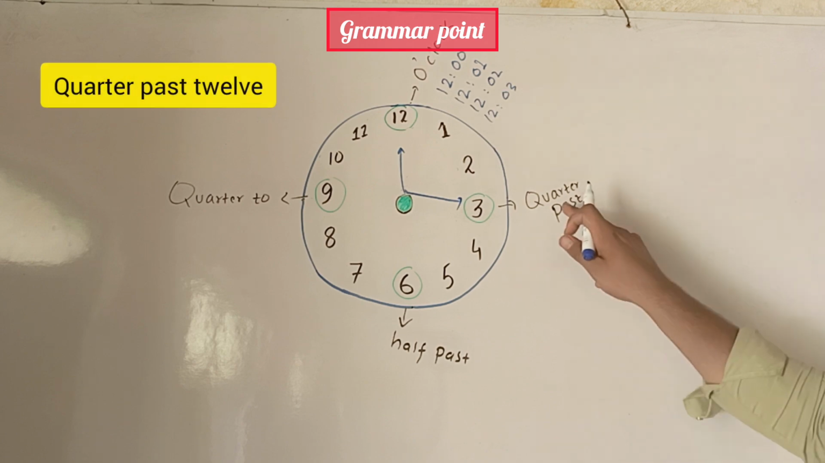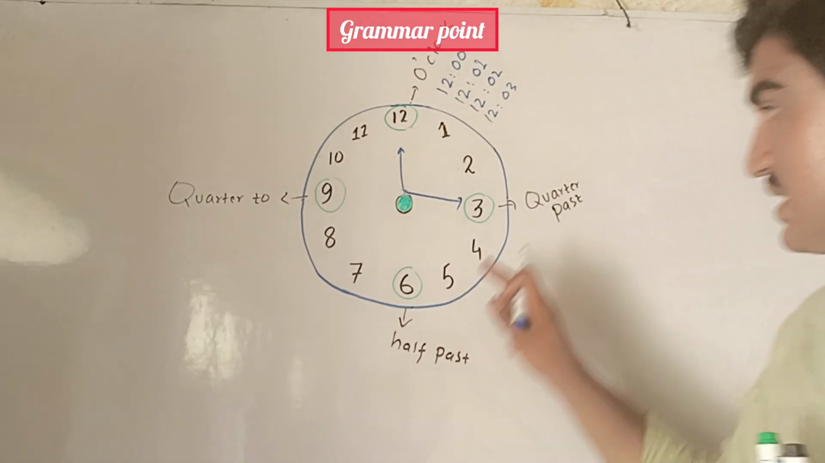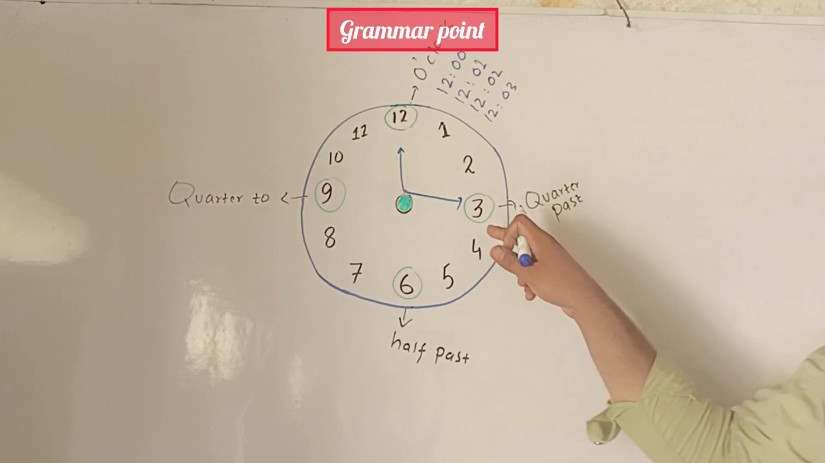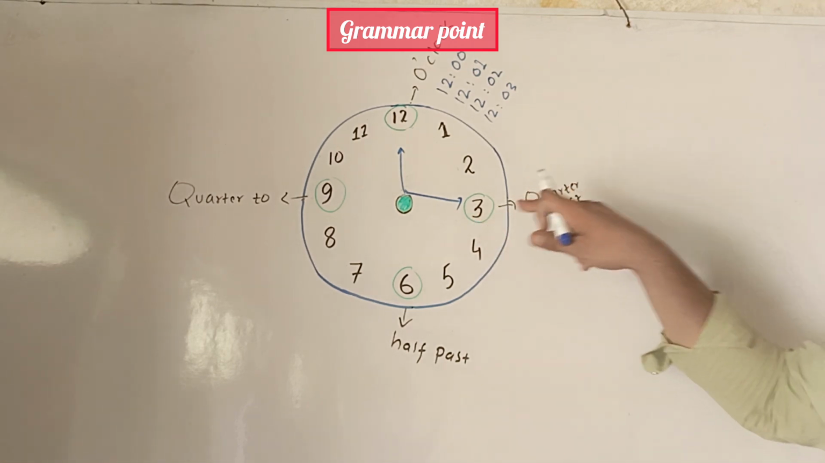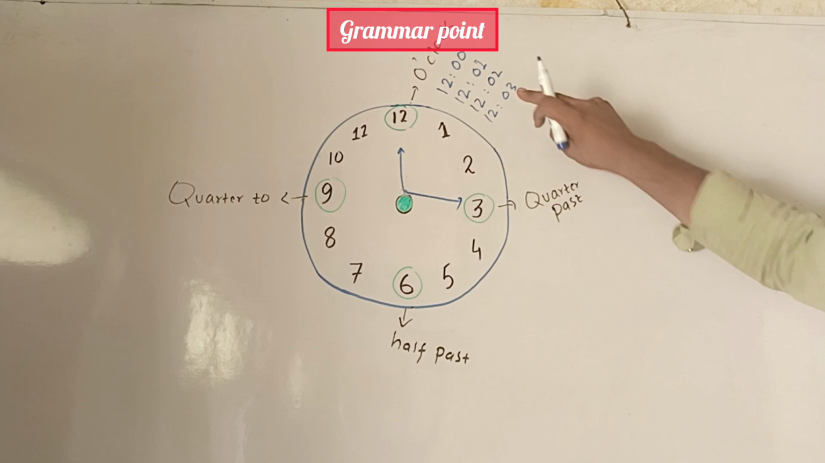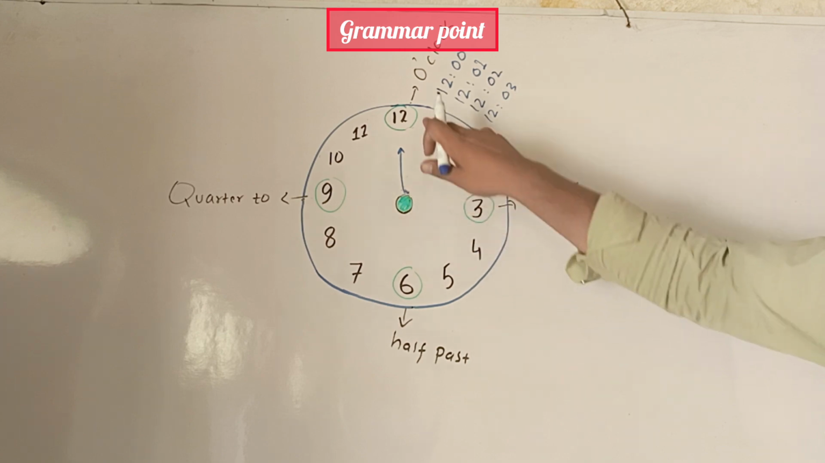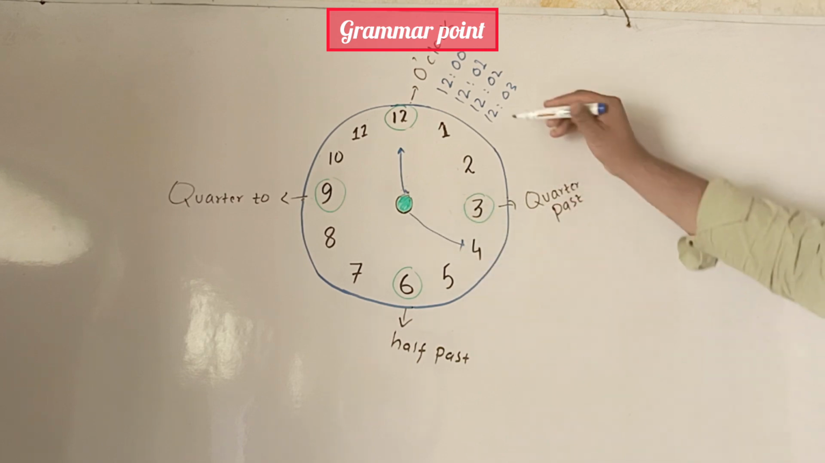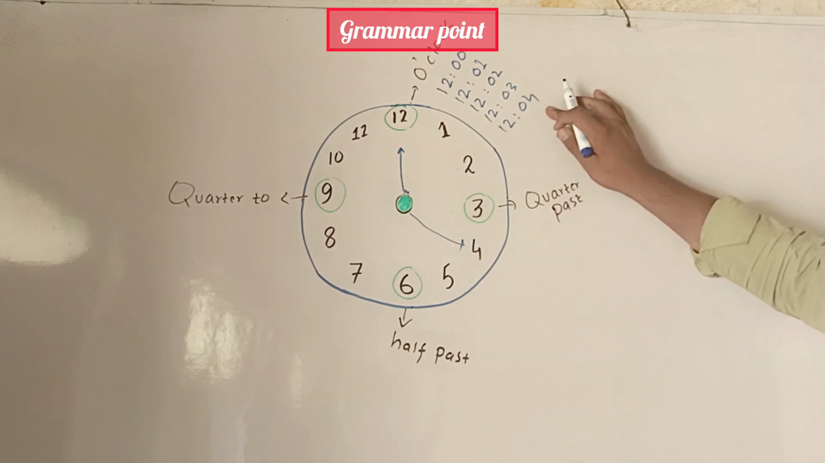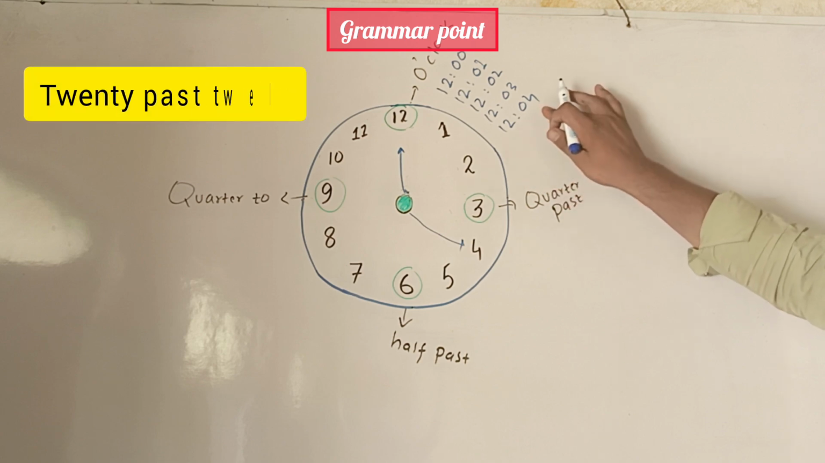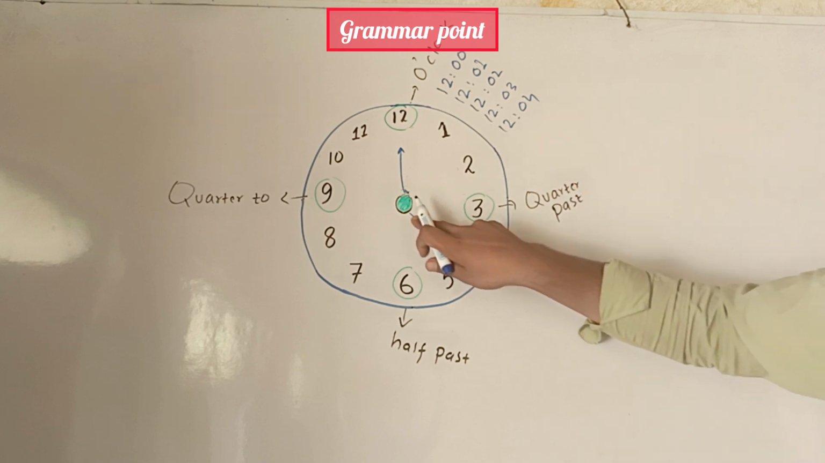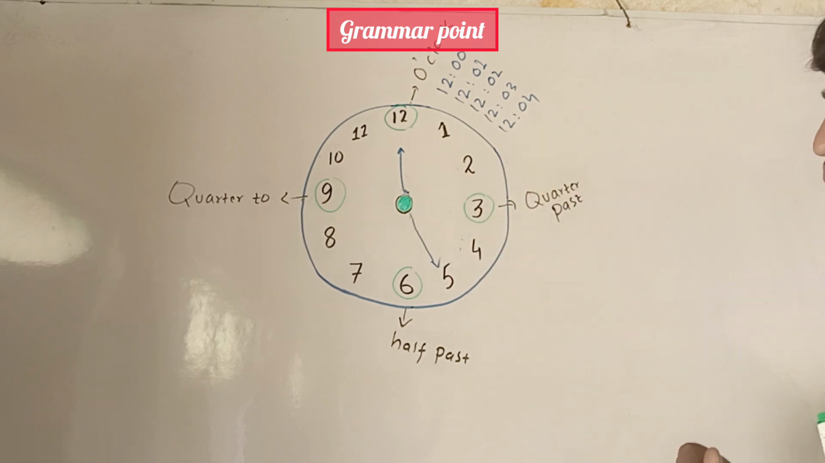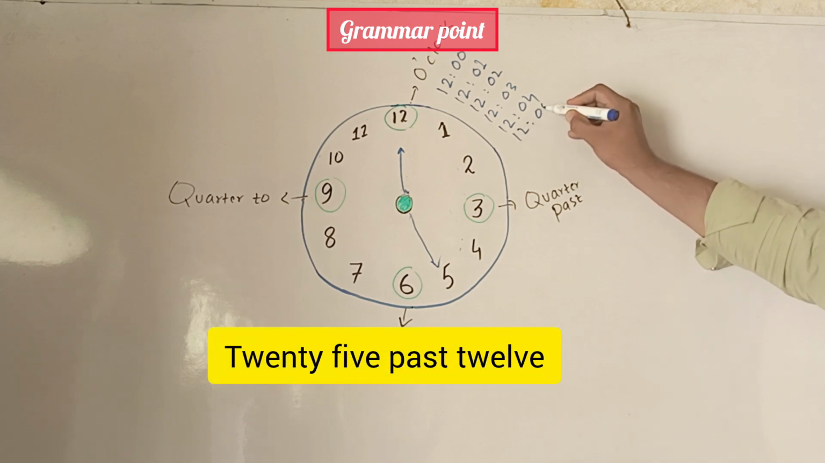And we can say quarter past, not 15 past, okay. This is the point. If the small needle is on 12 and the large needle of this watch is on 3, we say quarter past 12. Similarly, if the small needle is on the same point but the large needle is on 4, it would be like this, and we can say 20 past 12. At this point the large needle is on 5 and the small needle is on 12, so we can say 25 past 12.